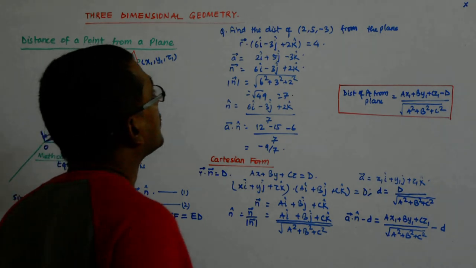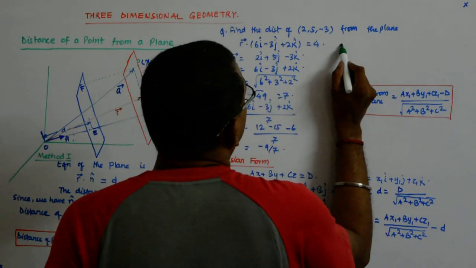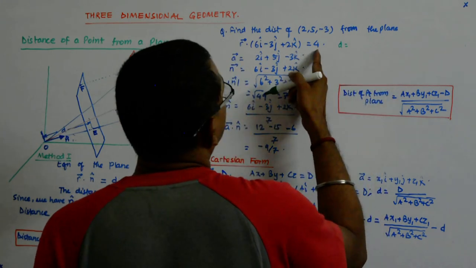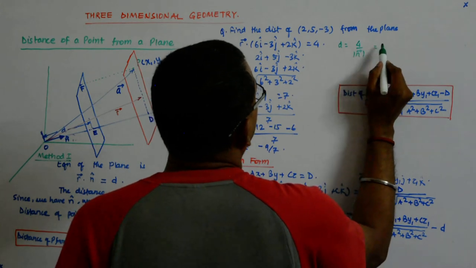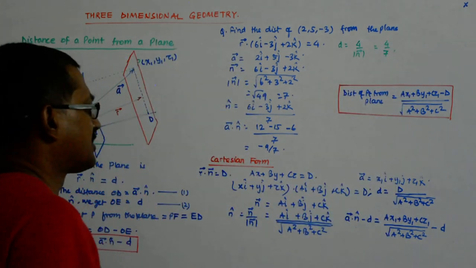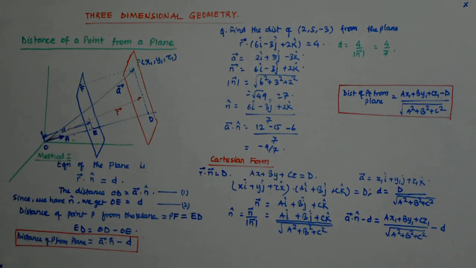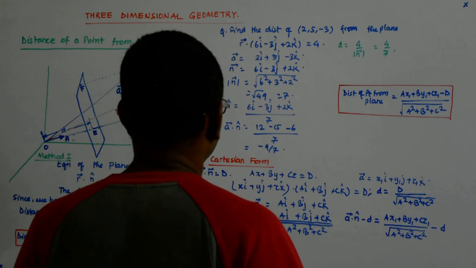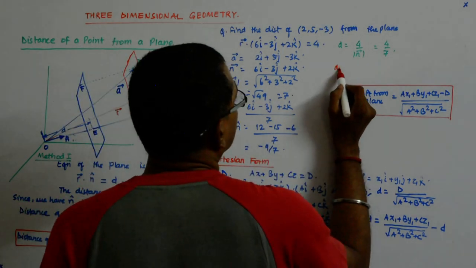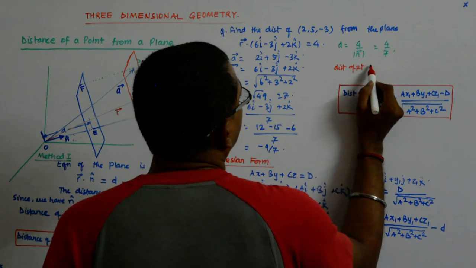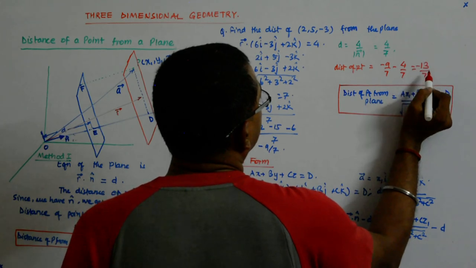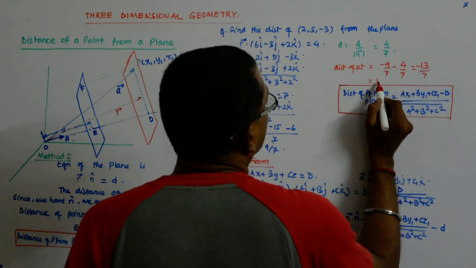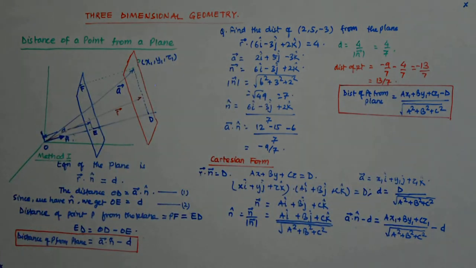What is my d? My d is this divided by mod n, is it not? 4 divided by mod n, so that is 4 by 7. So what is the distance? Minus 9 by 7 minus 4 by 7, so the distance of the point is minus 9 by 7 minus 4 by 7, minus 13 by 7, which is 13 by 7. Okay, 13 by 7.